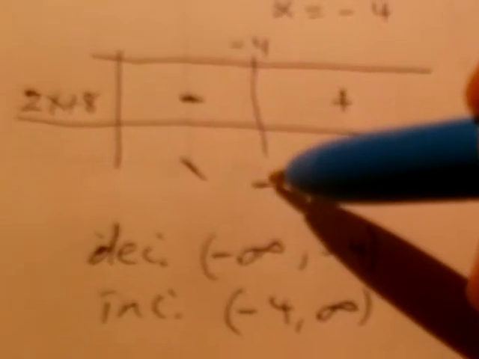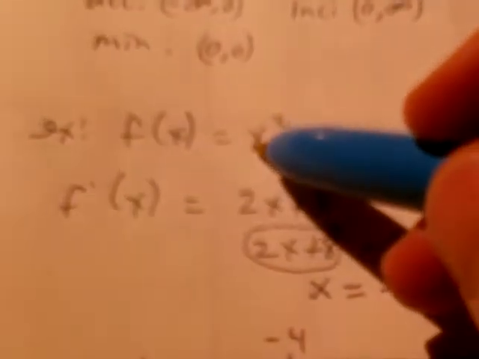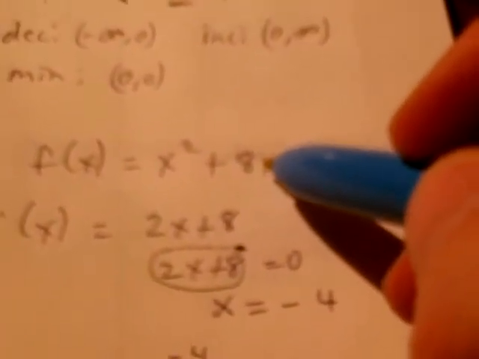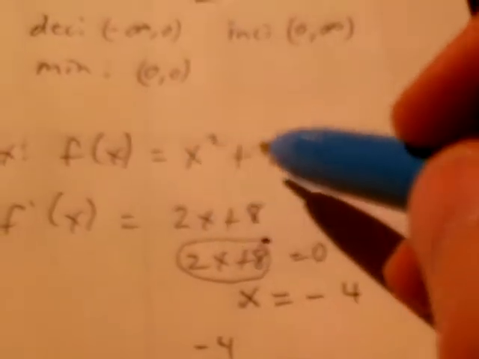And again, we know that we have a minimum point here, and we know it's occurring at x equals negative 4, but what's the y value? We put that right back here into the original, and we get negative 4 squared is positive 16. 8 times negative 4 is negative 32. 16 minus 32 is negative 16. Plus 10 is negative 6. So we have a minimum point at negative 4, negative 6. That's our ordered pair, negative 4, negative 6.